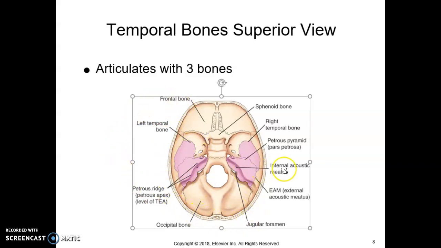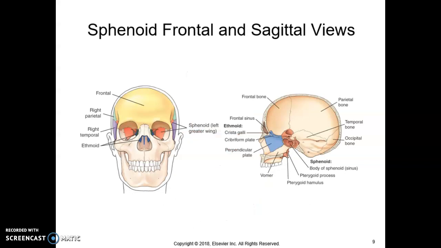And there's an internal acoustic meatus. There's the petrous pyramid, which is kind of that anterior portion to the petrous ridge, and a couple other things like that. So just make sure that you are studying that section as well.